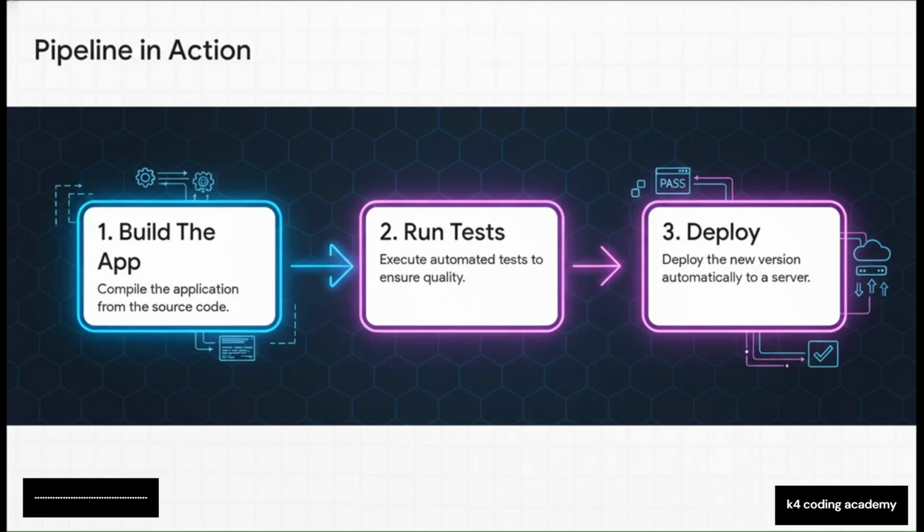And this is what that code actually does. The pipeline kicks off, builds the application, then it runs all the automated tests to make sure nothing broke, and if, and only if, everything passes, it can automatically deploy the new version to a server. It's a reliable, repeatable, and completely automated workflow.